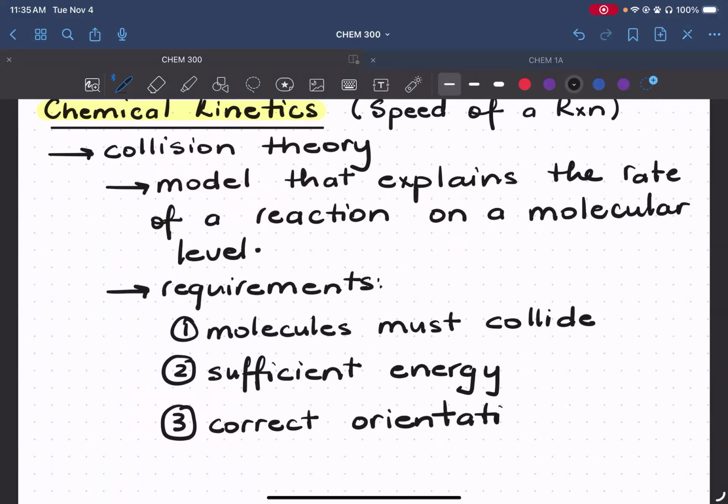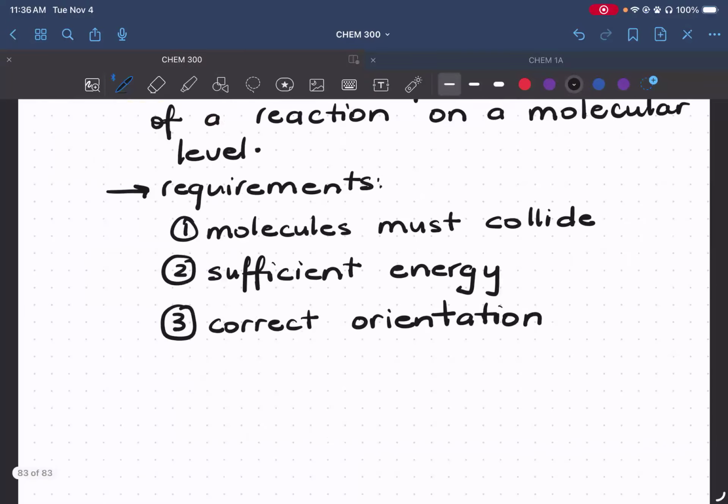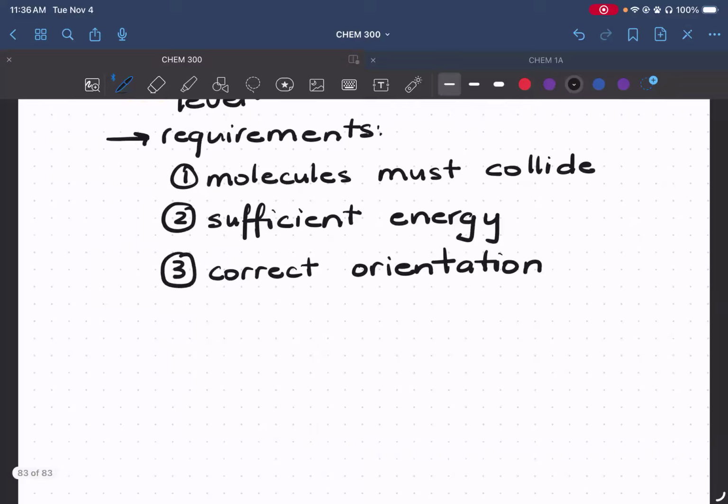Now, the first two requirements should make sense to us intuitively. Of course, for anything to form or break, there must be some sort of collision. And of course, they must be traveling at some speed or energy. Otherwise, they'd just be quite literally frozen in time or place. But this is the first we've seen of such a thing called correct orientation, at least for the requirements of a reaction. So what does that exactly look like?